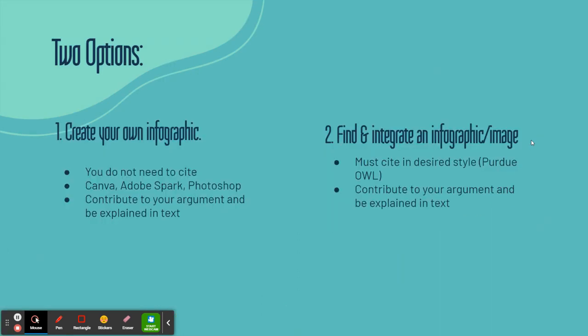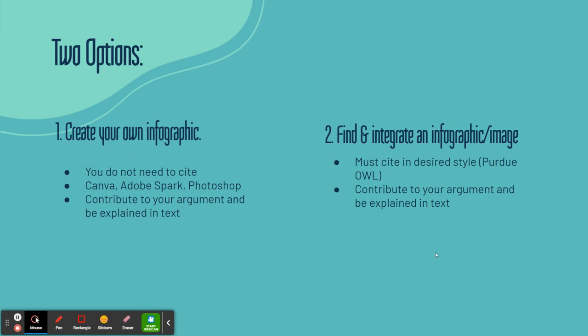So first of all, you should remember that you do need to include a visual element in your proposal. So there's a couple of roads you can take here. One, you can create your own infographic. You may use the one that you created for your stakeholder analysis if you feel like you can integrate it in a seamless way, or you can make something new. And then you need to contribute to your argument and then explain the image and the text. Don't just do a dump.